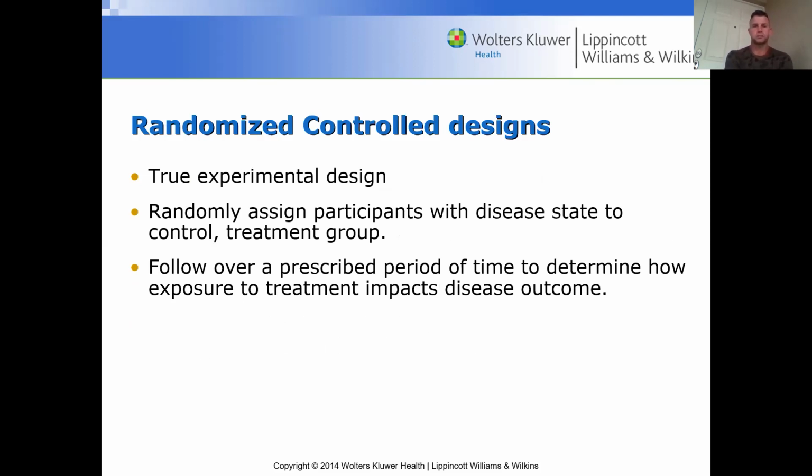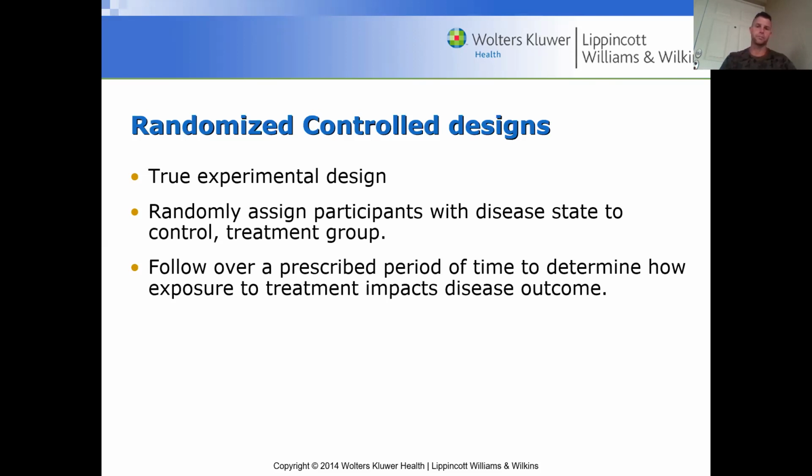Randomized controlled designs. These are true experimental designs. So you randomly assign participants with a disease state to a control or a treatment group. So again, you're going to see some of this happening now, right? As they try to maybe create a cure for this virus, you're going to see folks getting just treatment as normal, and some folks maybe getting some experimental drugs to see if there are better outcomes with the experimental drugs versus the normal treatment that we've been providing, right?